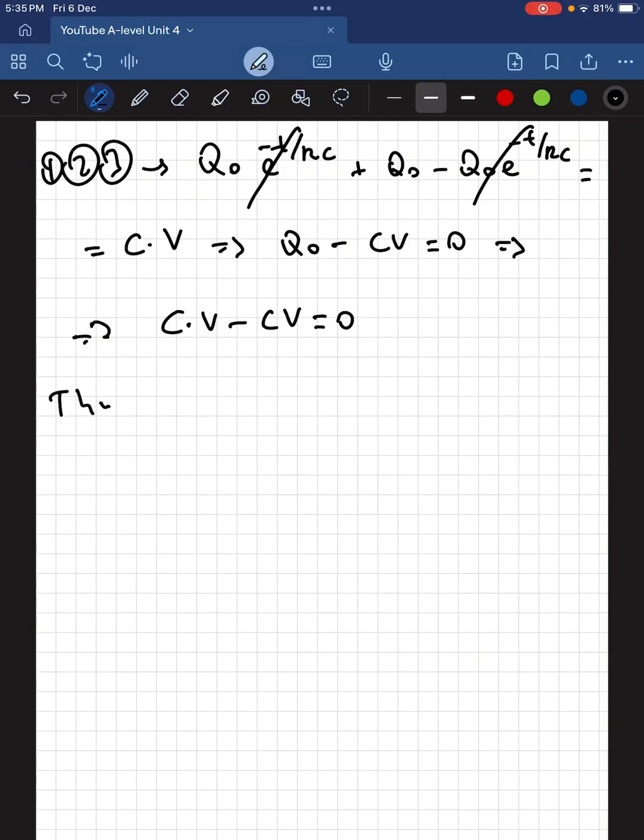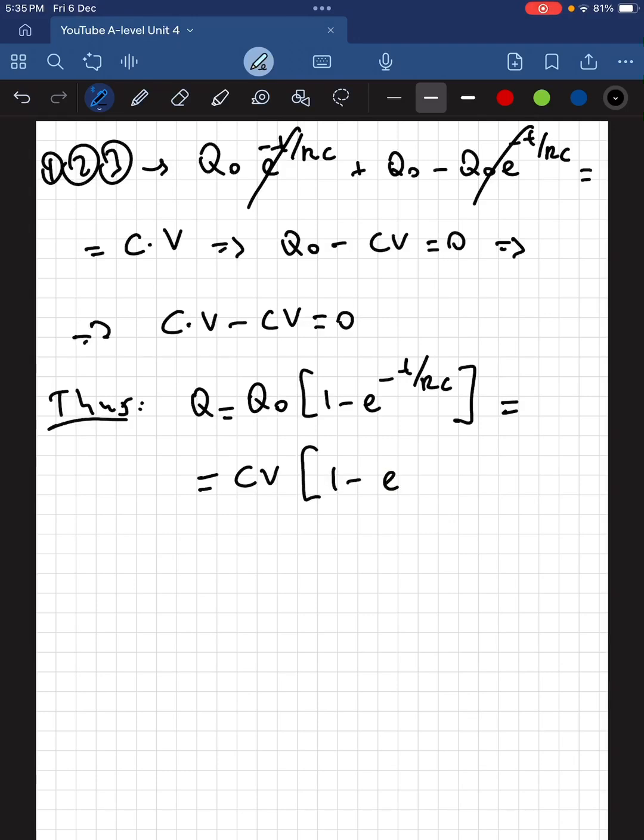So thus Q equals Q naught times 1 minus e to the minus t over RC, which is also equal to CV times 1 minus e to the minus t over RC, is the equation describing how charge changes in the circuit as we charge it, okay? This V over here is the voltage of the battery, by the way.